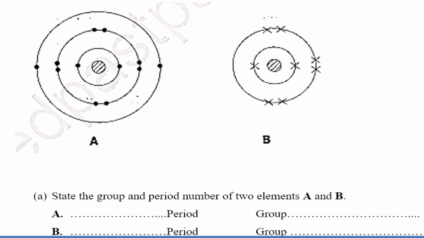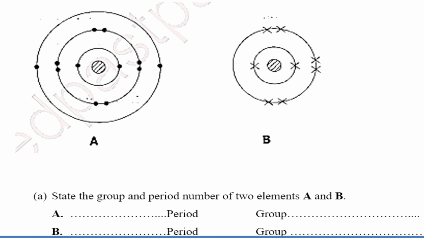And then for element B, for the period number we count the number of shells, that is just 2, and the number of electrons in the outermost shell is 6, because that is 2, 4, 6, as you can see on the screen.